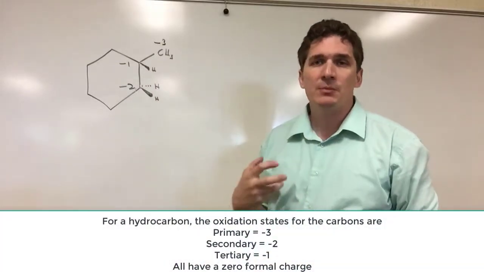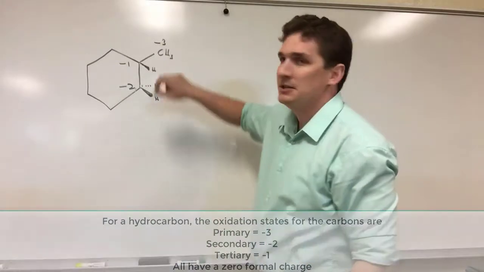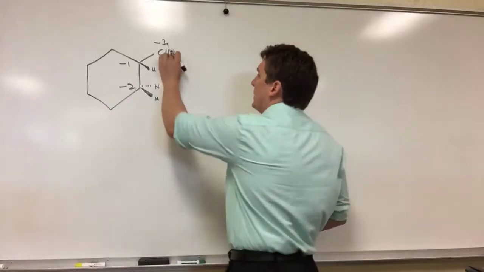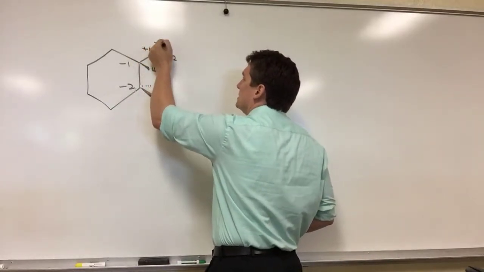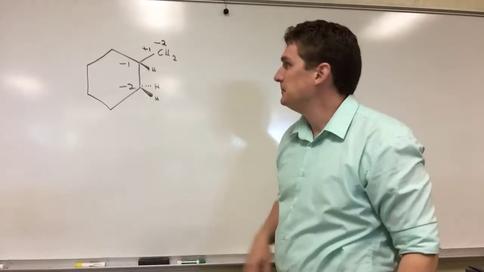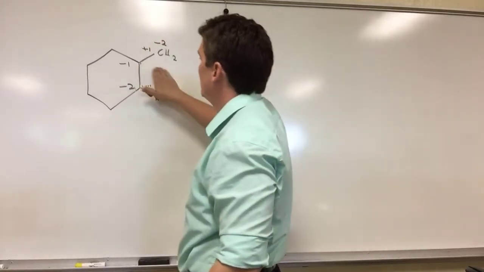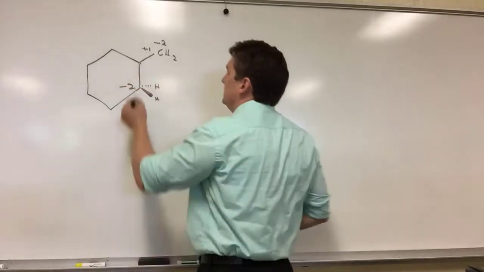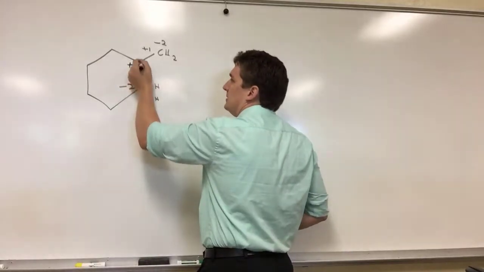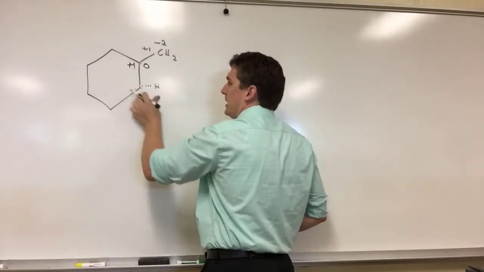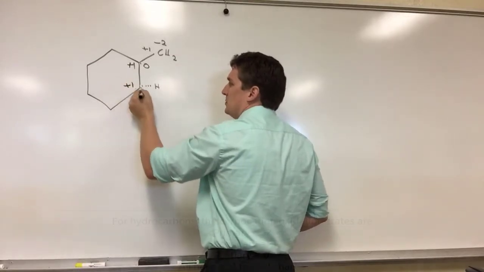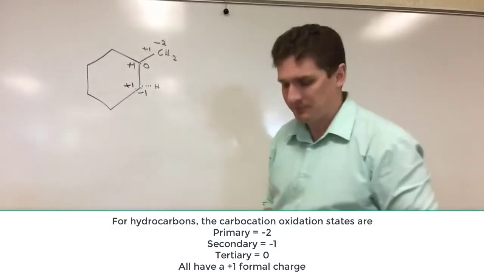Now, let's say I want to form a carbocation at this position, the primary. Well, I would remove a hydrogen. That would give me a plus, and this would bring the oxidation number down to -2. For this one, if I remove the hydrogen and form a carbocation here, the oxidation is 0. Here, if I remove a hydrogen, I've got my +1 and my oxidation is -1.